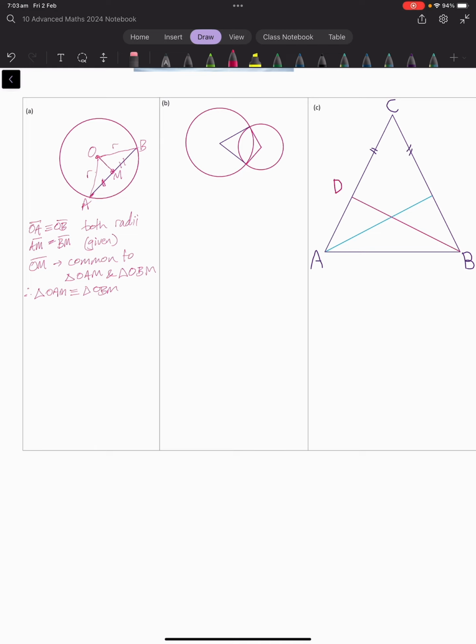Because these triangles are congruent, I can now say angle AMO equals angle BMO. This angle here and this angle here must be equal as they are corresponding angles in congruent figures.